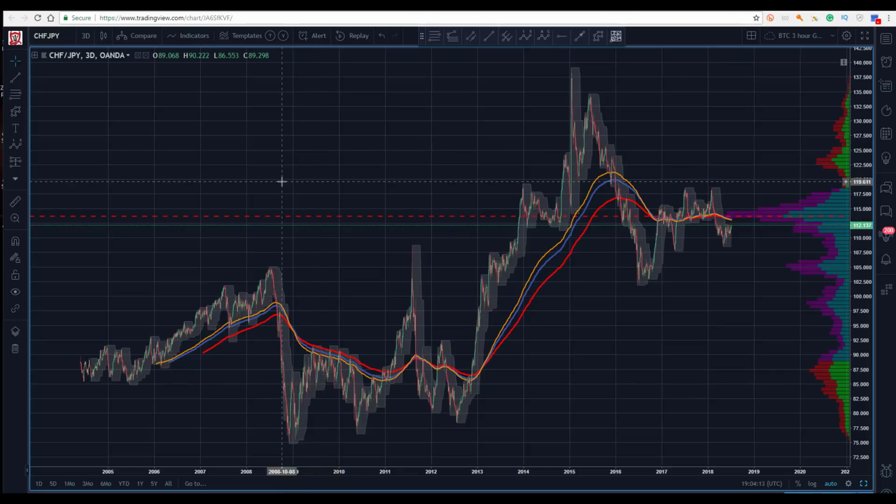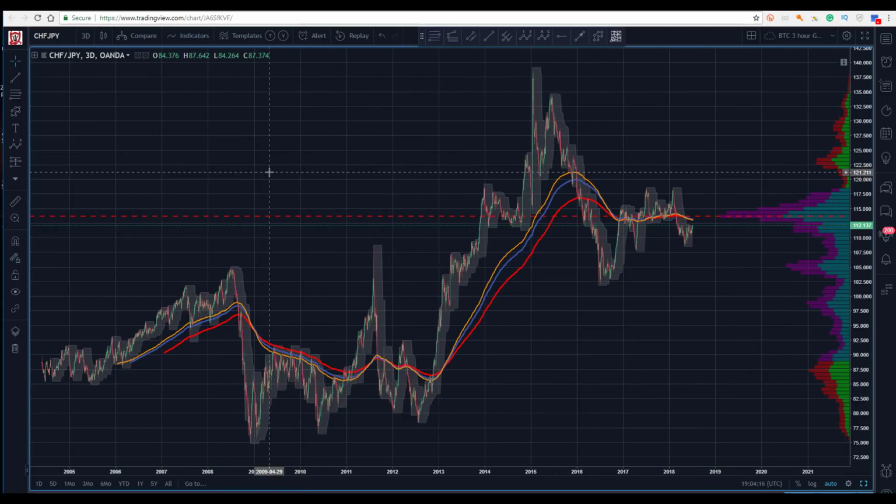And I've got the polling results that we do. We ask our members what they'd like to see. And second up here is another FX pair. I've got the Swiss franc against the Japanese yen.